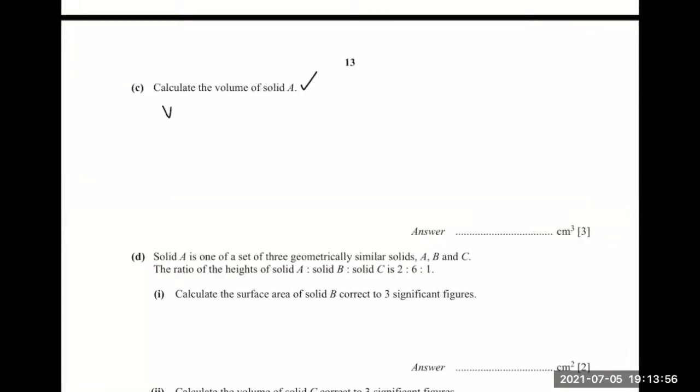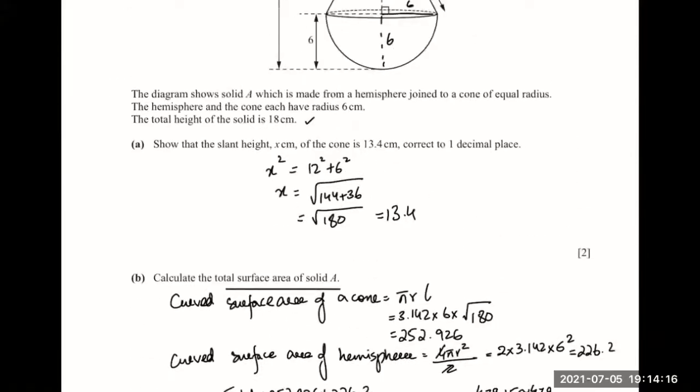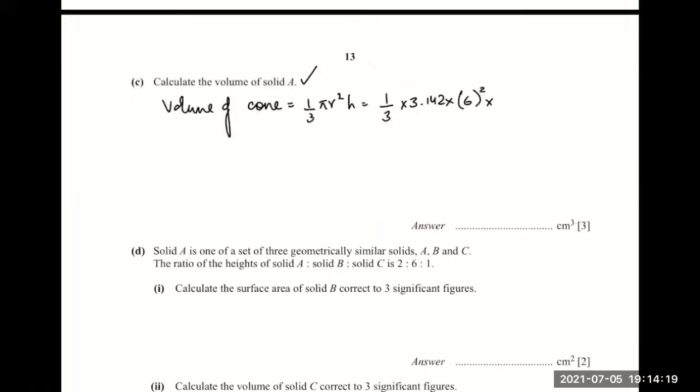Again, I'm going to calculate the volume of the cone. I'm going to say 1/3 pi r square h, 1/3 into 3.142 into 6 squared, and h is, let's see the h, I think that was 12. So I get 3.142 into 36 into 12 divided by 3. I'm getting 678.672.